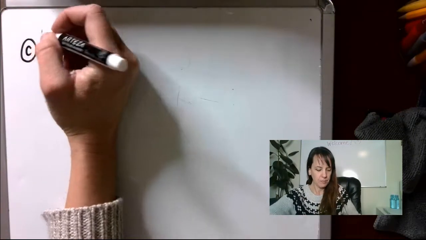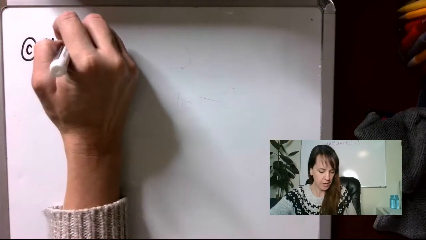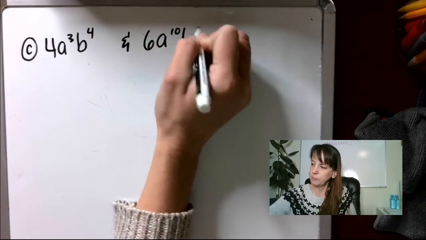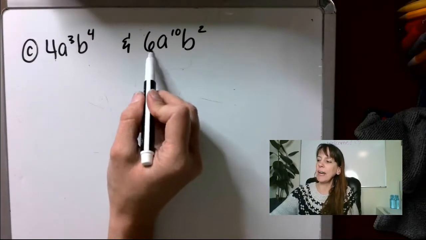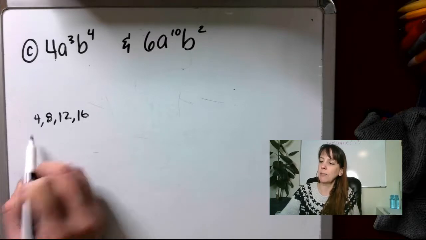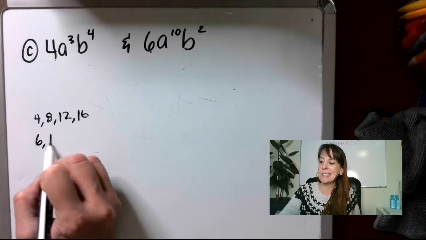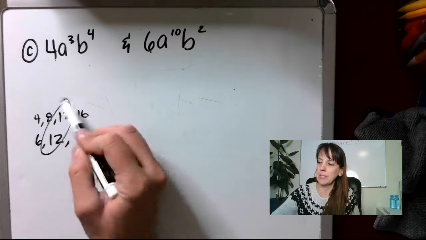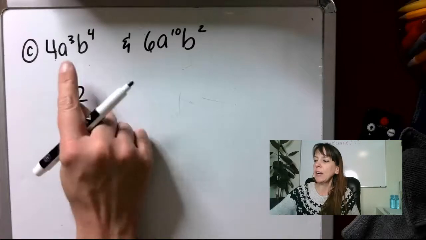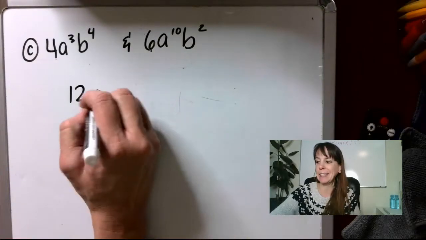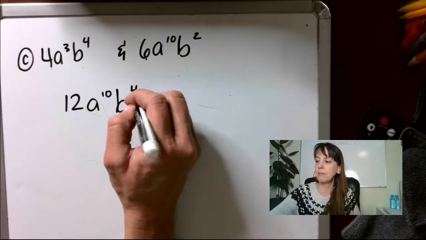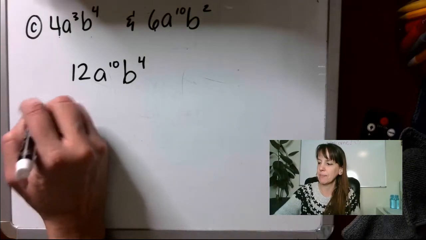We have 4a to the third, b to the fourth, and we have 6, a to the tenth, b squared. All right, so 4 and 6, we've got 4, 8, 12, 16. For 6, we have 6, 12, keep going on, but we see that we get a common one, 12. So our number is going to be 12. Here I have 3 A's, here I have 10 A's, I gotta have at least 10. B squared, B to the fourth, I gotta have at least 4. All right, let's look at D.